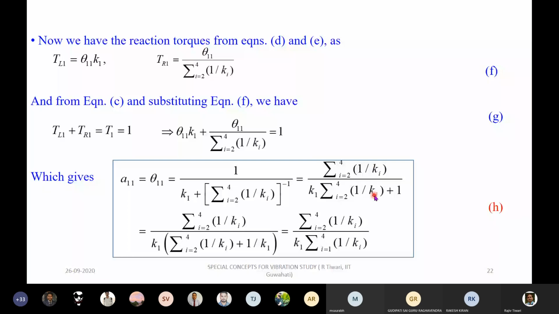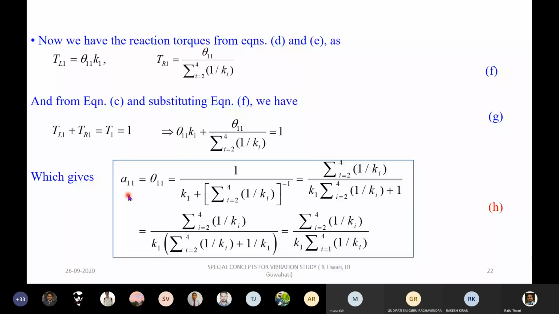And now if I take K1 common and keep this within the bracket, this term will be 1 by K1. Because here the summation is from 2 to 4, but if we include this here, the summation will be from 1 to 4. So we were able to obtain alpha 11 in terms of the stiffness of the shaft segments. The upper summation is from 2 to 4, the lower one is from 1 to 4, and K1. So the first influence coefficient we were able to obtain using the theta 11 relationship.